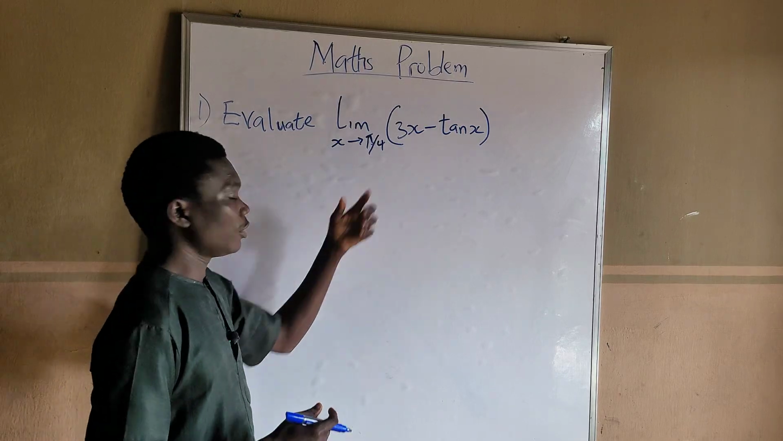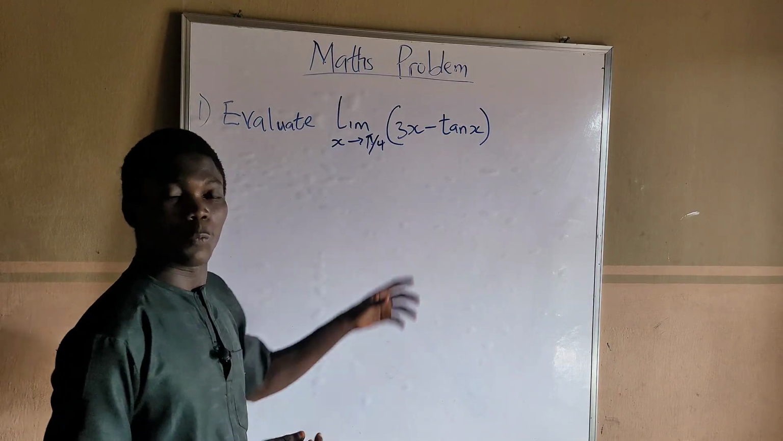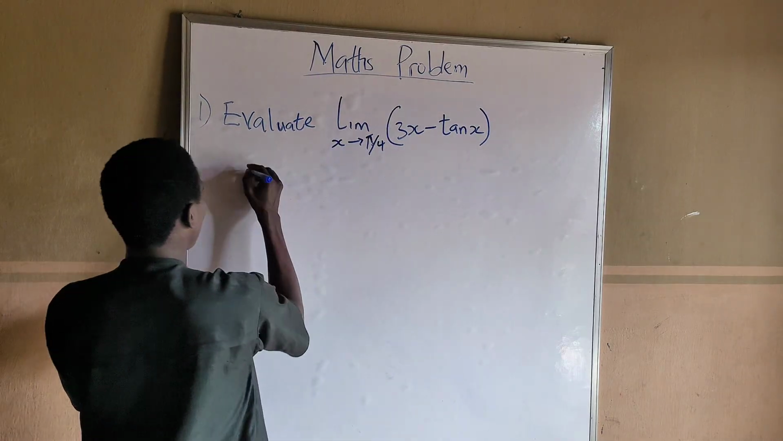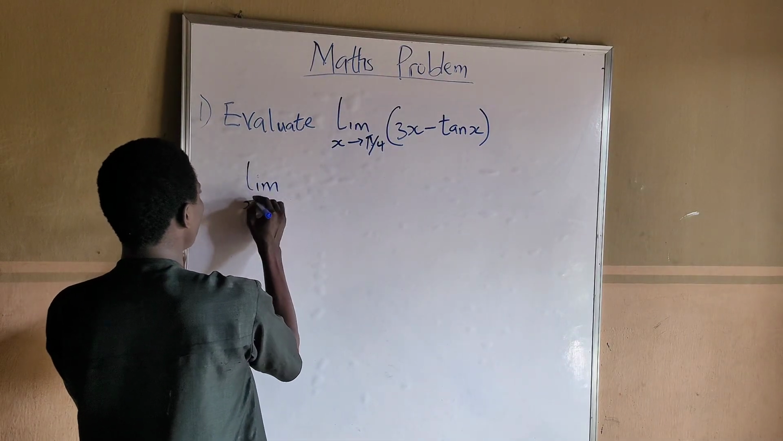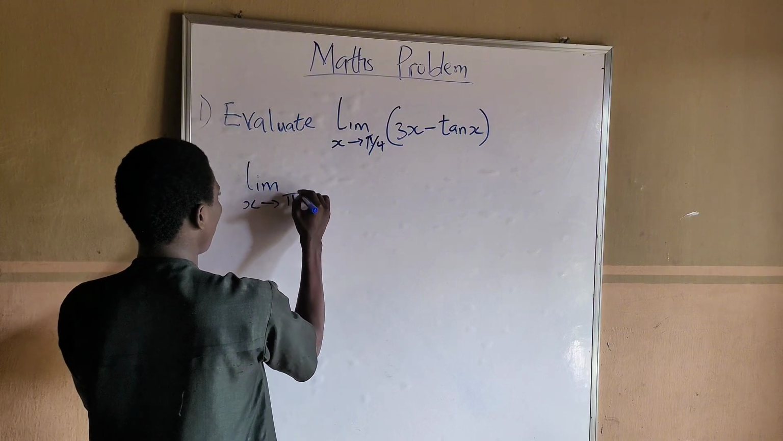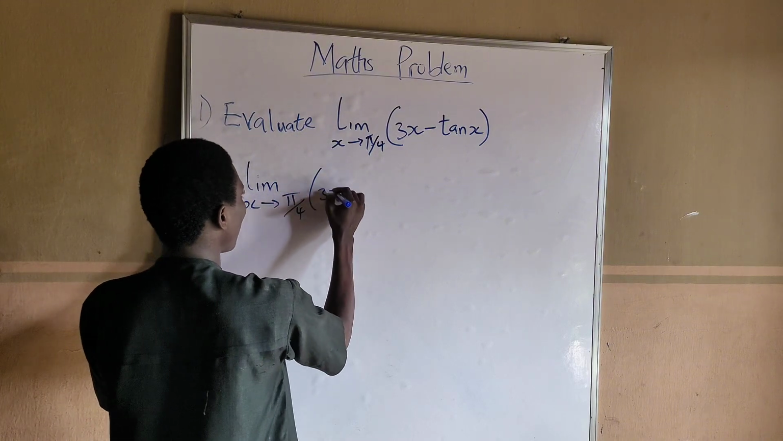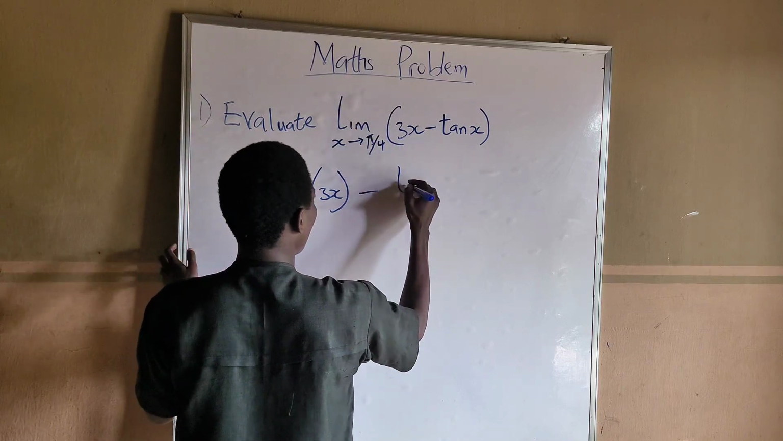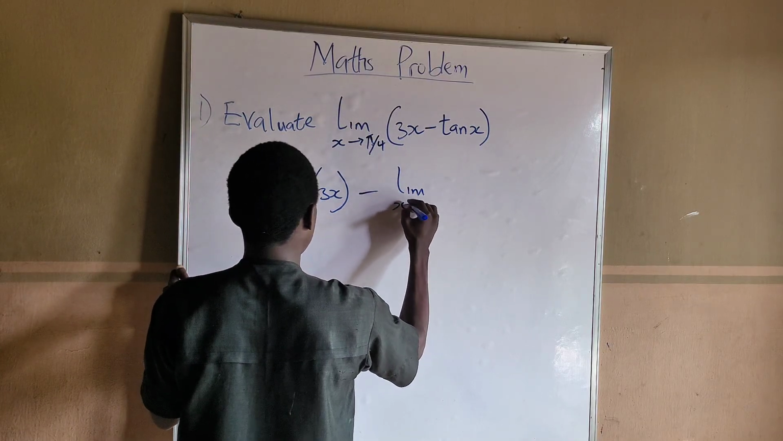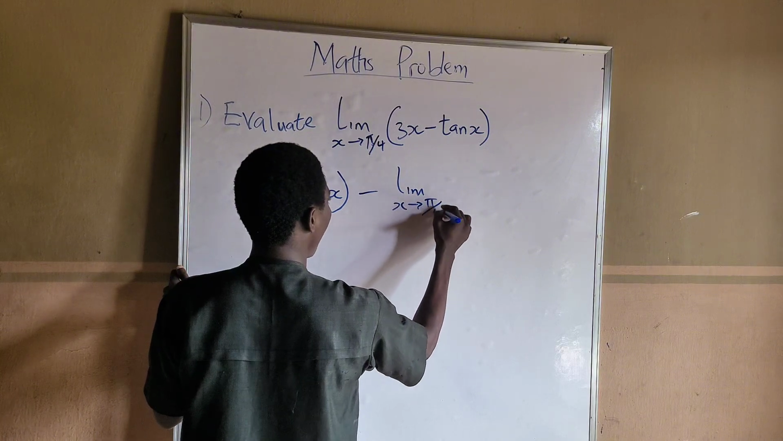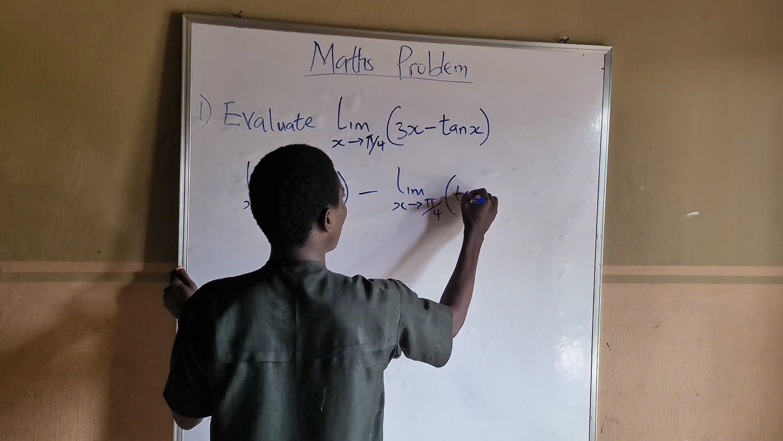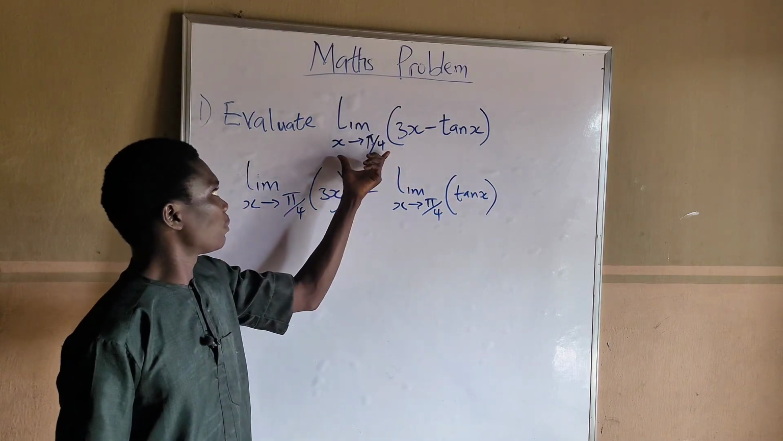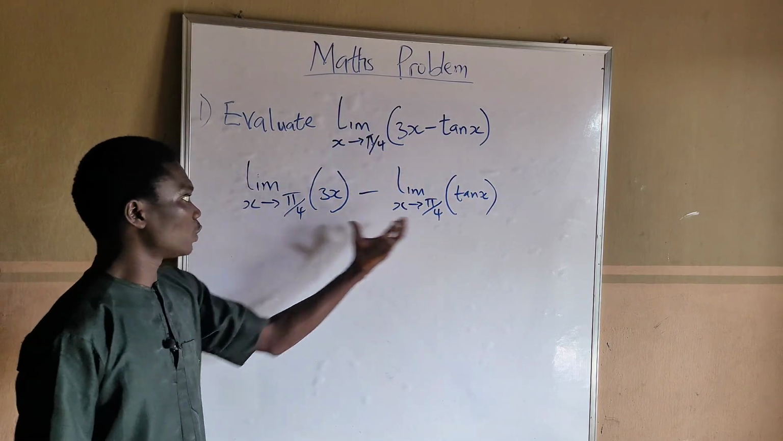Let's solve this problem in today's class. All right, we can further break this one down by saying, let's use this to open the brackets. We can also break it down to be this into bracket 3x into bracket 3x minus tan x. If you expand the bracket, if you use this one to open the bracket, this is what we have.